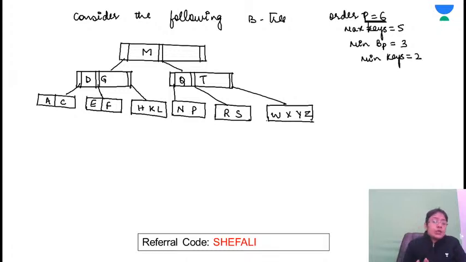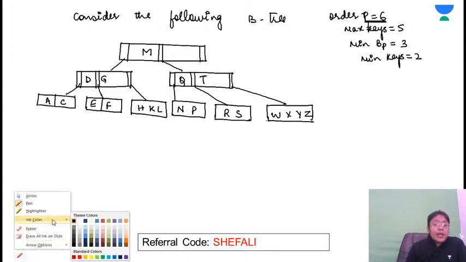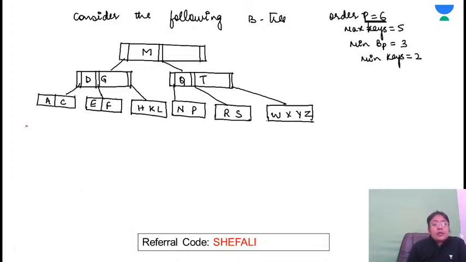So this is the given tree, and in this tree I want to delete few elements. First of all, I want to delete H. So where is H? H is coming before M, later then G, so it's here. If I delete this record, is it ensuring minimum occupancy?